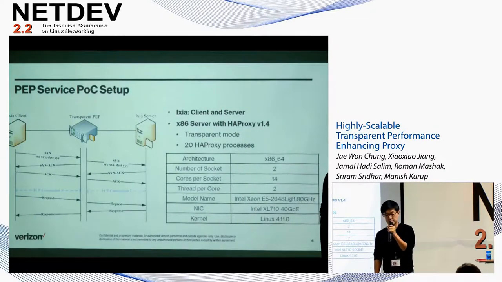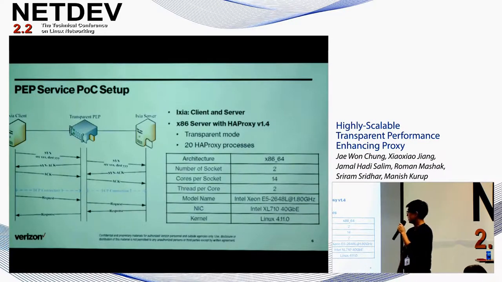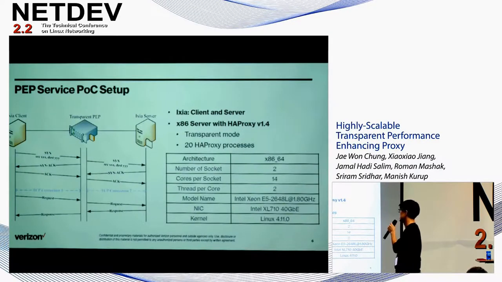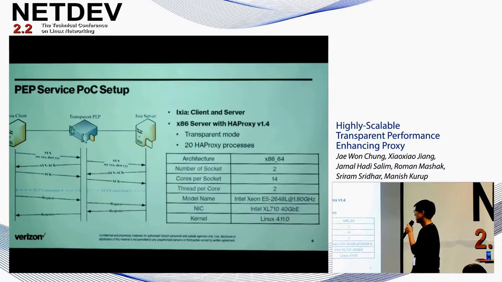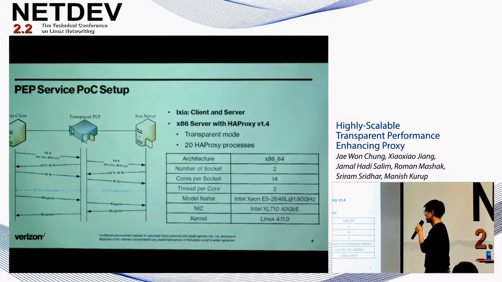For this POC, we use the IXIA to emulate the client and server. And then in the middle, we use a blade server running HAProxy version 1.4 in transparent mode. I'm going to explain what I mean by transparent mode on the next slide. We end up running 20 HAProxy processes in that server.